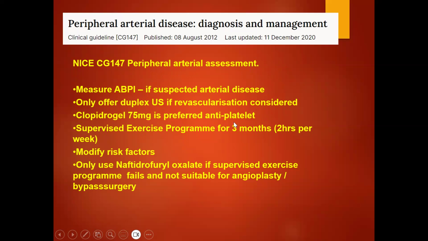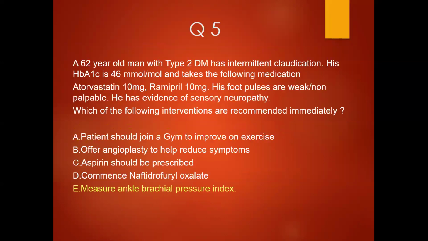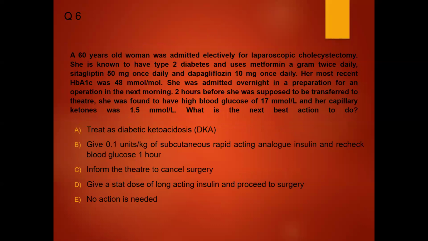Clopidogrel 75 mg is a preferred antiplatelet. We should advise a supervised exercise program for 3 months, at least 2 hours per week. Modify any risk factors. Only use naftidrofuryl oxalate if the supervised exercise program fails and the patient is not suitable for angioplasty or bypass surgery. These are the important points from the CG147 NICE guidelines which have been tested in this question.